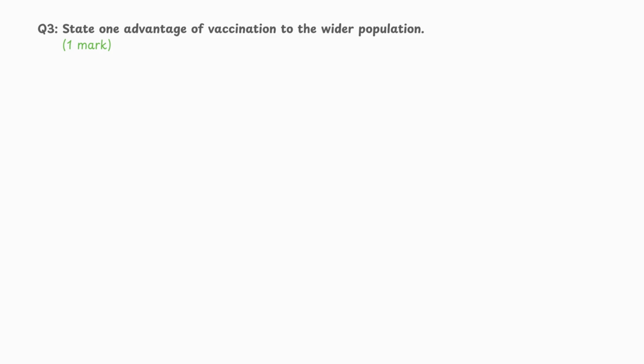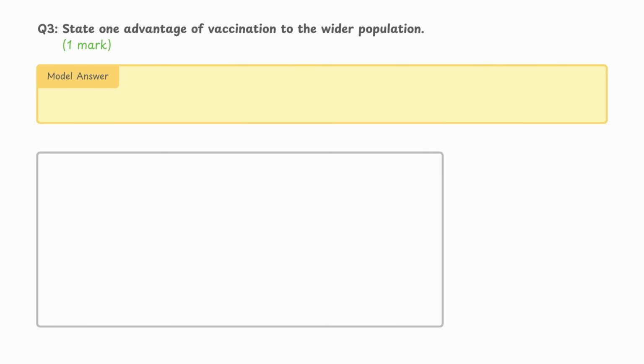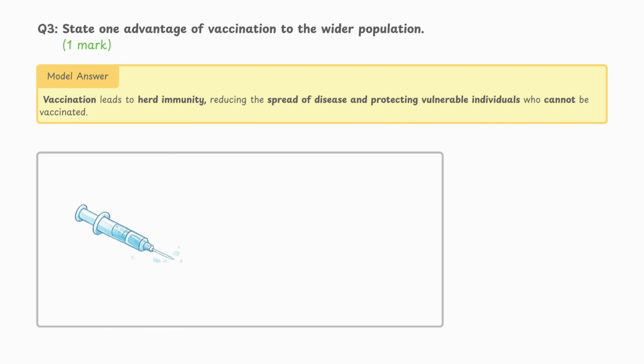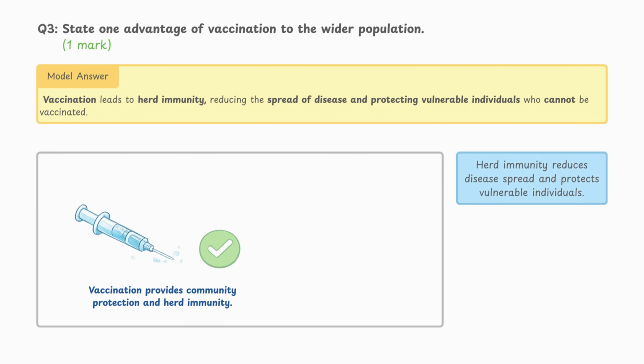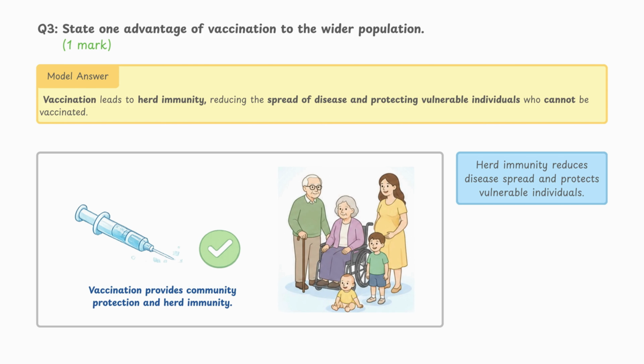Question number 3. State one advantage of vaccination to the wider population. Vaccination leads to herd immunity, reducing the spread of disease and protecting vulnerable individuals who cannot be vaccinated.